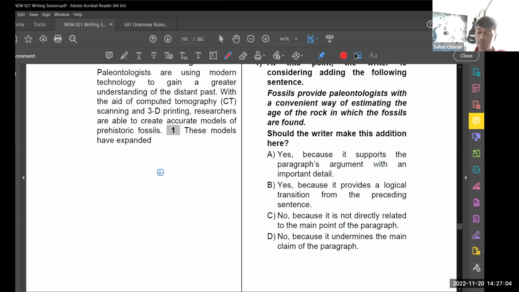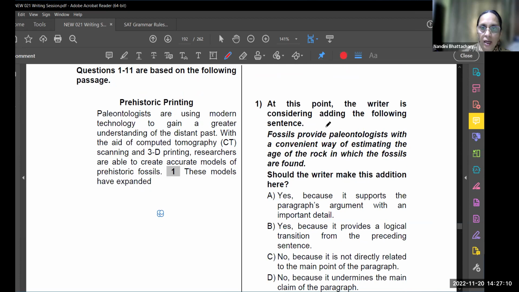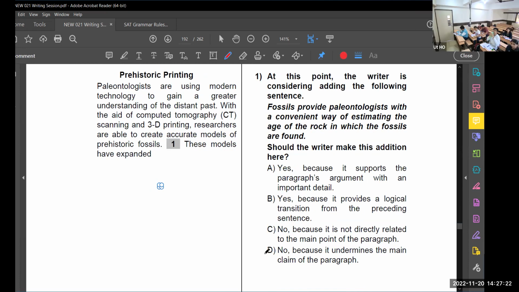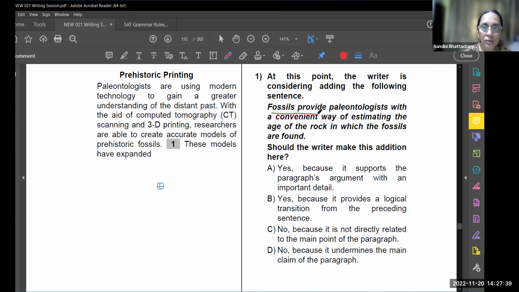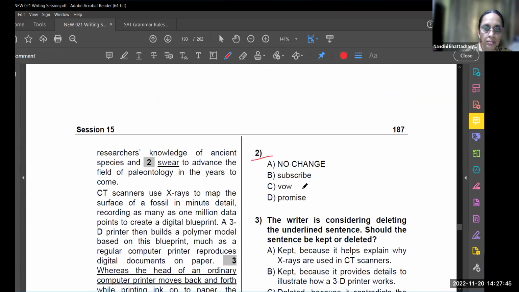Okay, now question number 1. The writer is considering adding the following sentence. Yes or no? No. So why no? C or D? C. Because it is not directly related to the main paragraph. The paragraph is talking about the new technology, how 3D printing is being used, and this is talking about what fossils are used for. So it doesn't really relate to the particular paragraph.